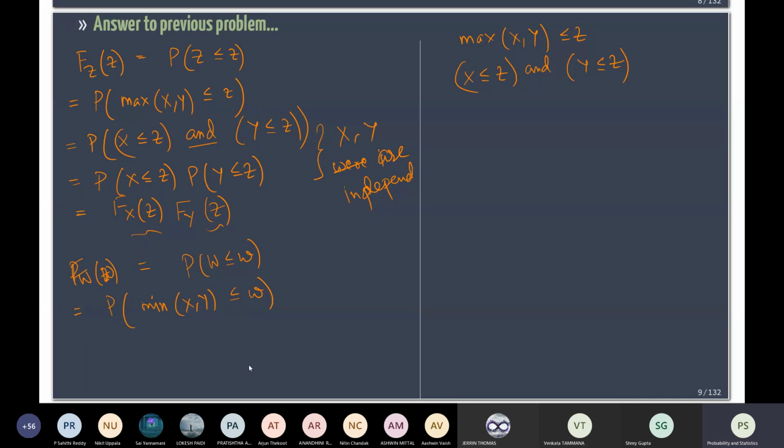We have to remember, we have to break this into individual parts, and then we can write this as an individual product. So what am I supposed to do now? The minimum of X, Y less than or equal to w. How can I break this quantity further?